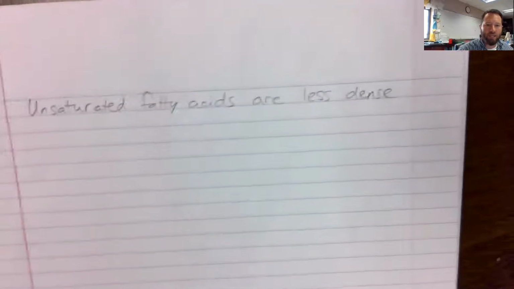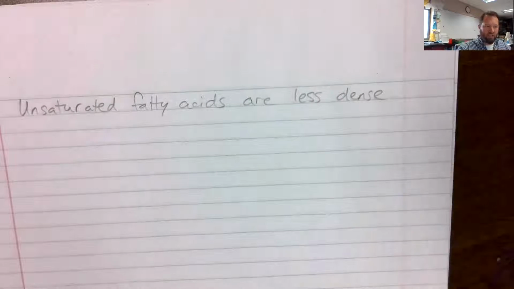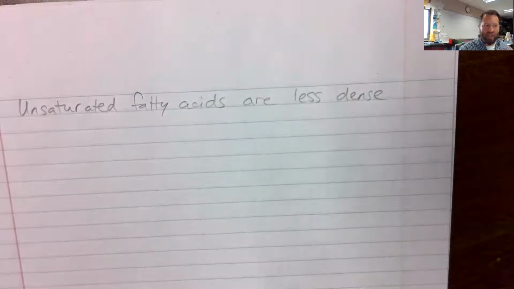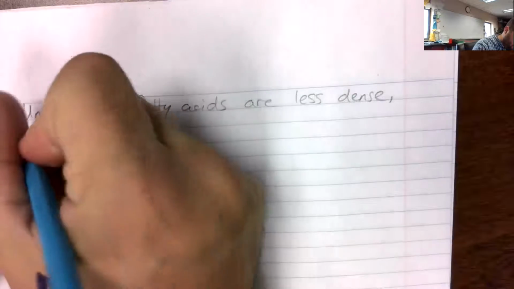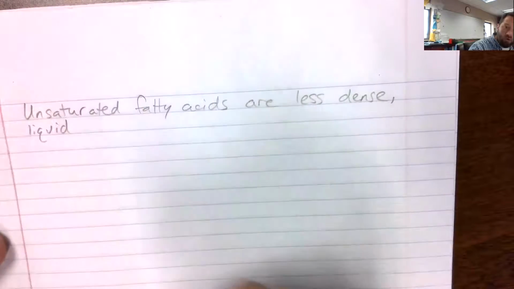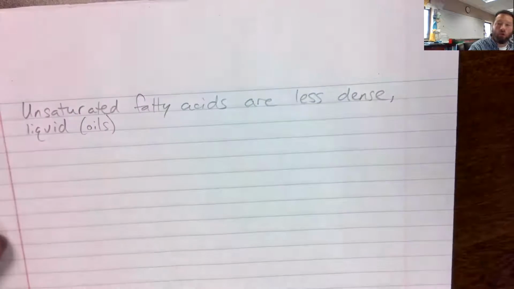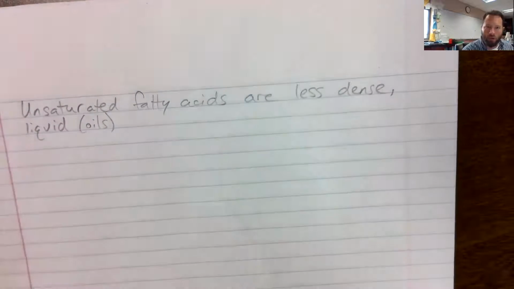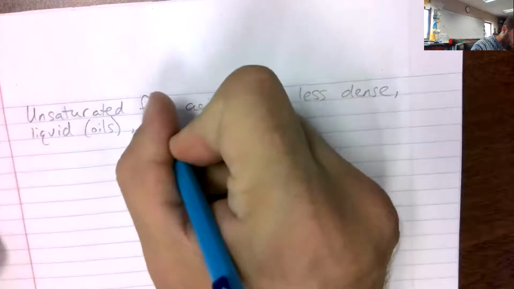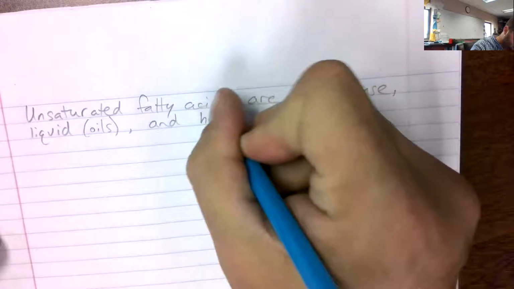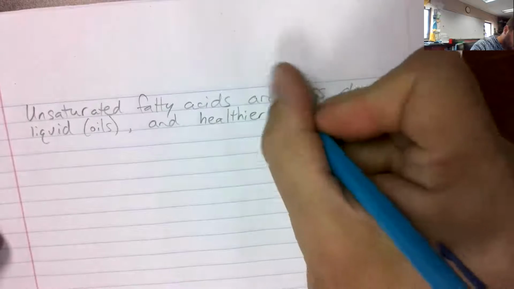So because of that kink, unsaturated fatty acids can't pack this tightly. Those kinks kind of kick other tails, other fatty acids, and keep them separated. So they're a lot less dense, which means they end up being liquid. Normally, we think of unsaturated fatty acids as oils: vegetable oil, canola oil, olive oil. They're all unsaturated fatty acids, and they're generally considered healthier for you, all because of that kink that you saw on that last page.